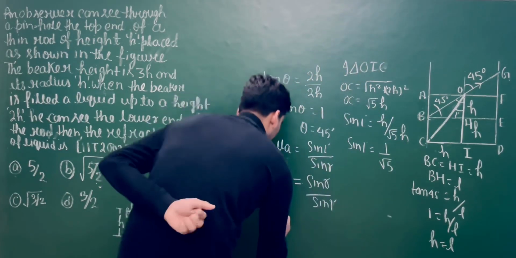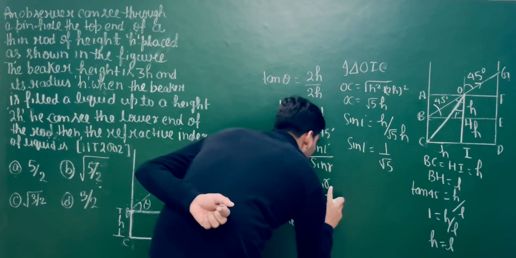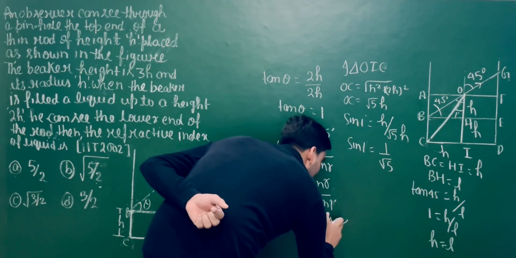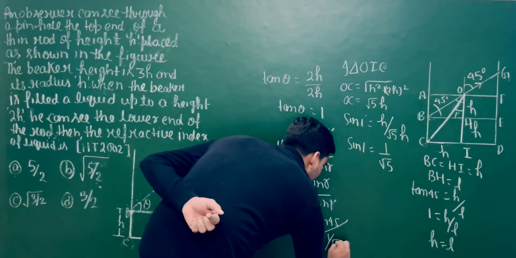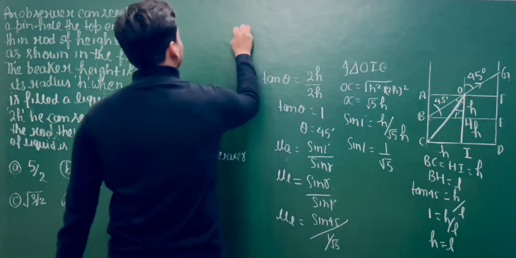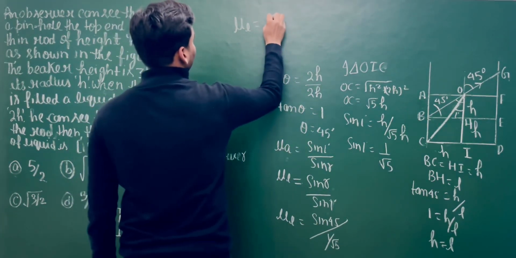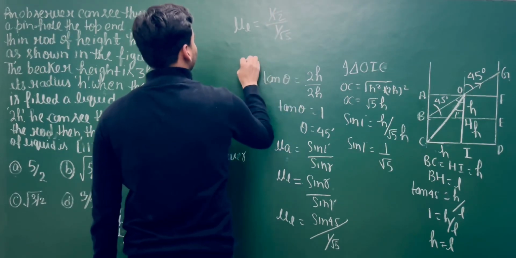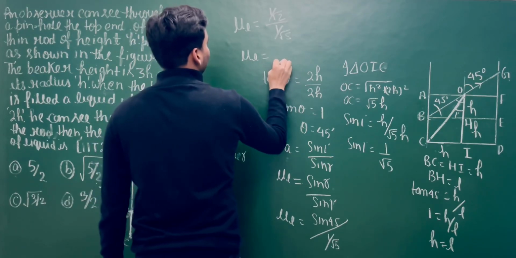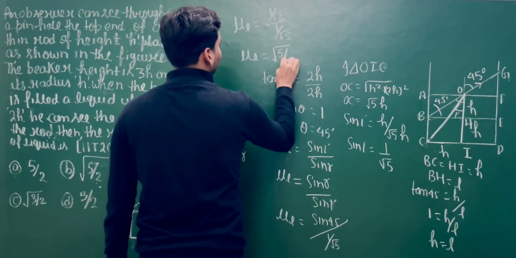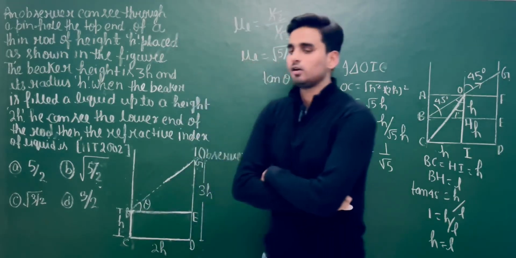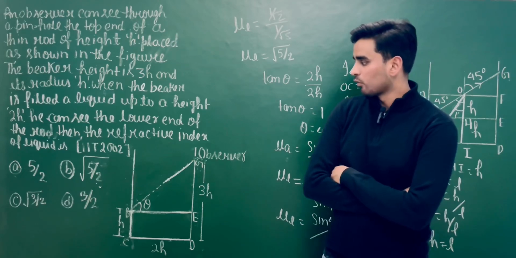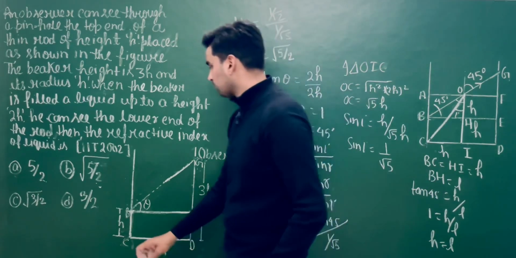Now refractive index of liquid is sin R, sin 45, upon sin I, which is 1 upon root 5. Refractive index of liquid is sin 45, which is 1 upon root 2, upon 1 by root 5. This gives mu L equals root 5 upon 2. In this, the options are given to us: first 5 by 2, second under root 5 by 2. Hence, second option is correct.